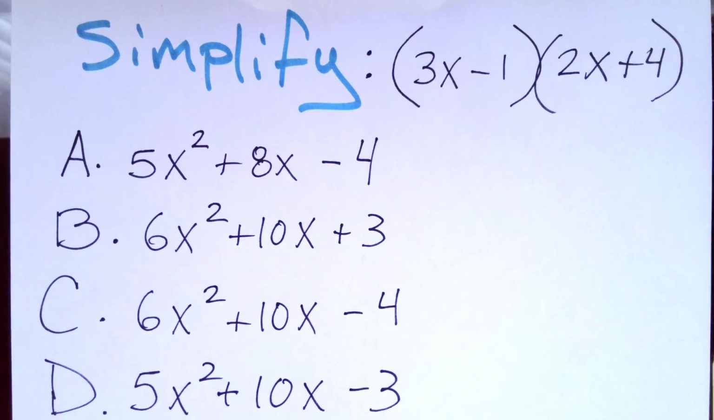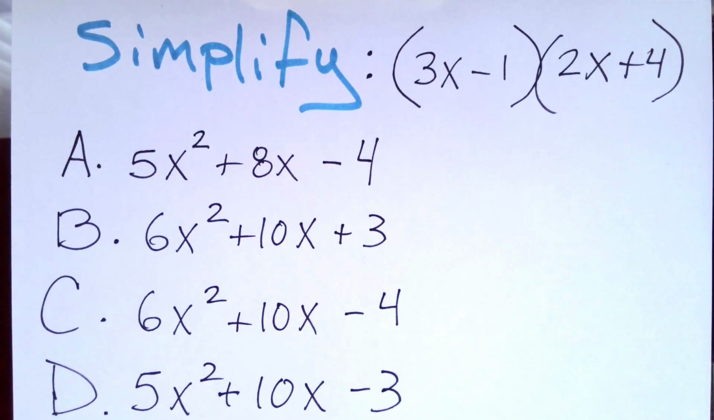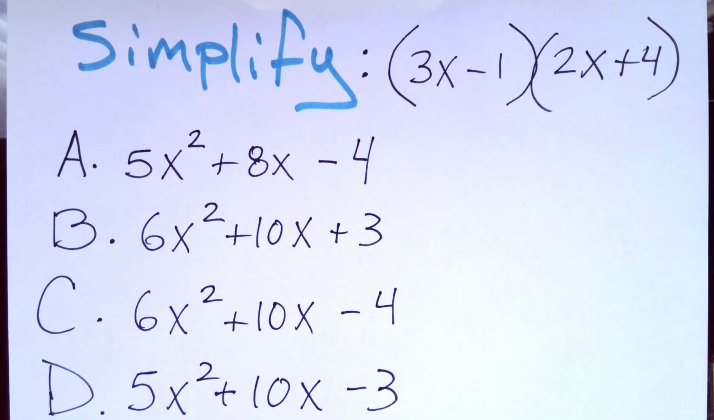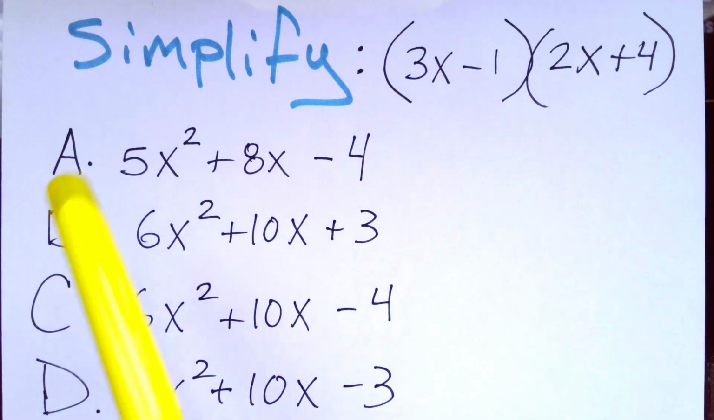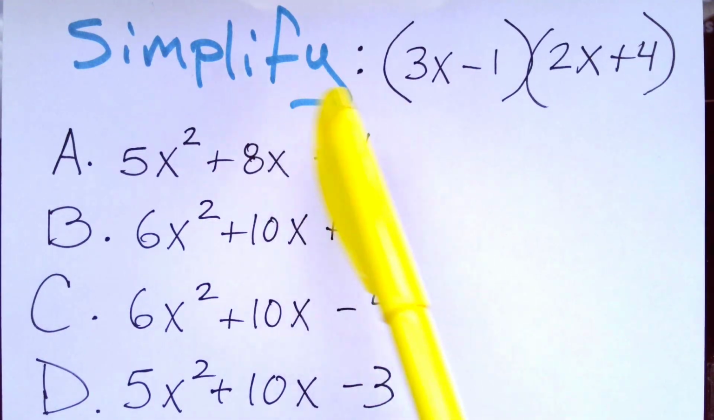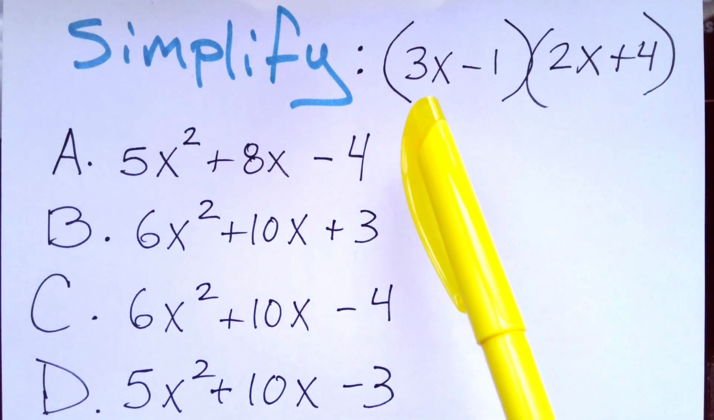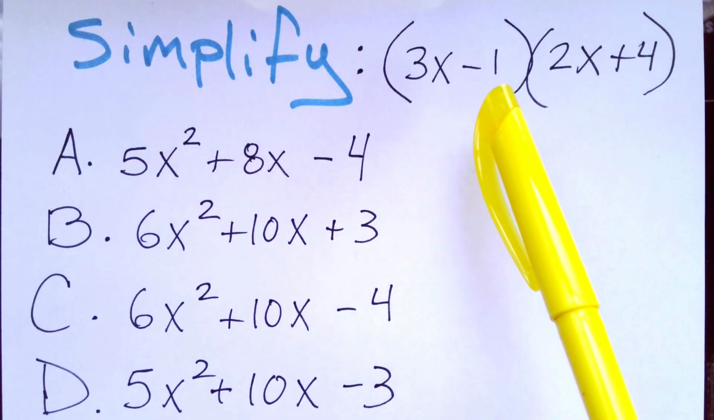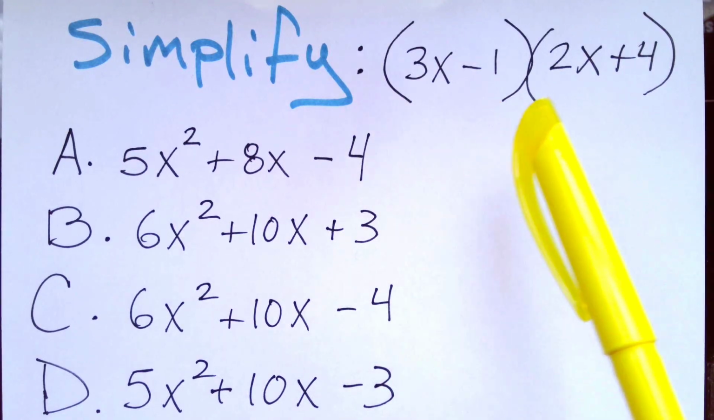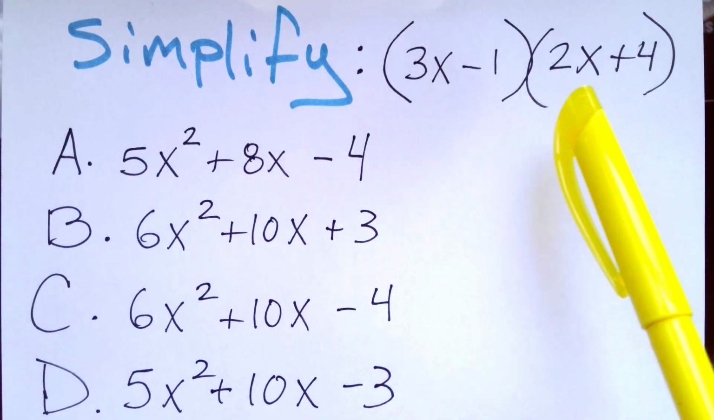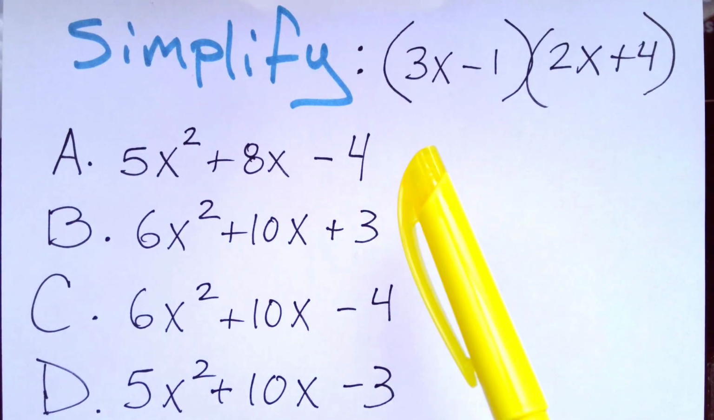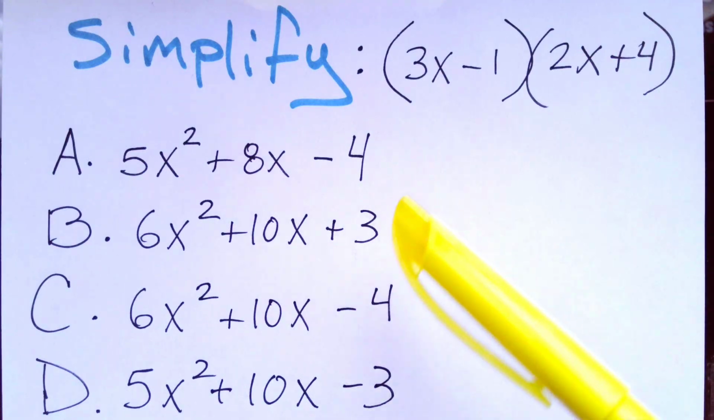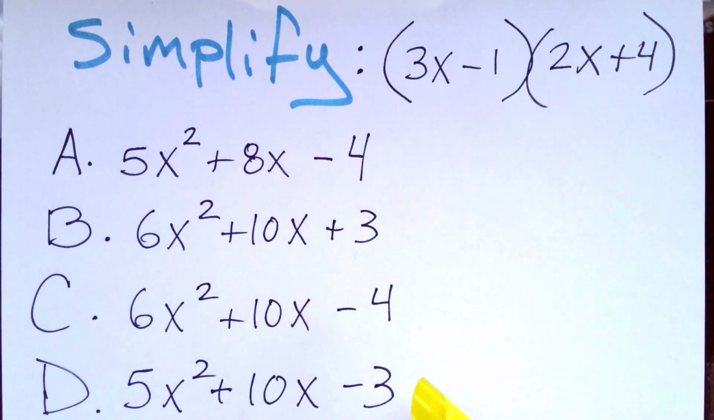All right, welcome back. We have another GED or HiSET type of standardized math assessment test question here for you. And here we're looking to simplify the expression. So we have 3x minus 1 inside one set of parentheses. We have 2x plus 4 inside the other set of parentheses. After you simplify, what answer do you get? A, B, C, or D?